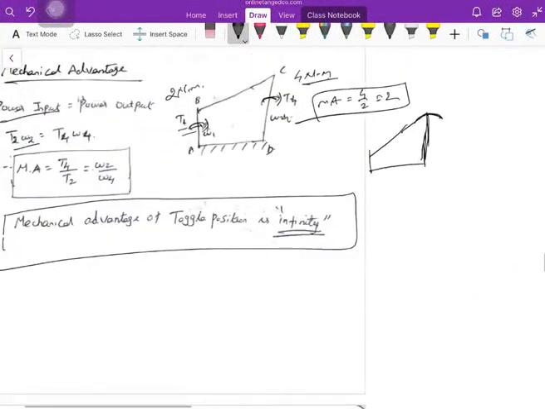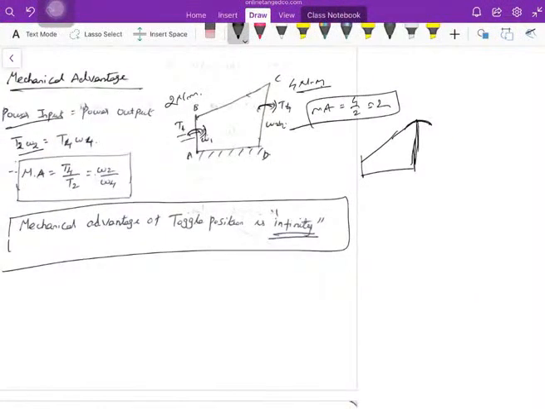So note down this. This is a famous one-word question. They will ask this frequently in GATE, ESE, and TANGEDCO everywhere. This is one of the famous one-word questions, which is about the toggle position. The toggle position means once the link goes to the extreme point. This is the link, I'm calling it L1. L1 is a rocker, right? This is the position of L1. This is nothing but the toggle position.